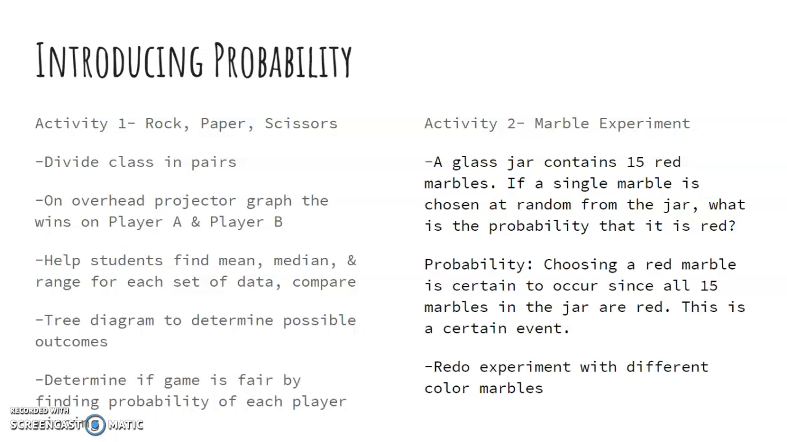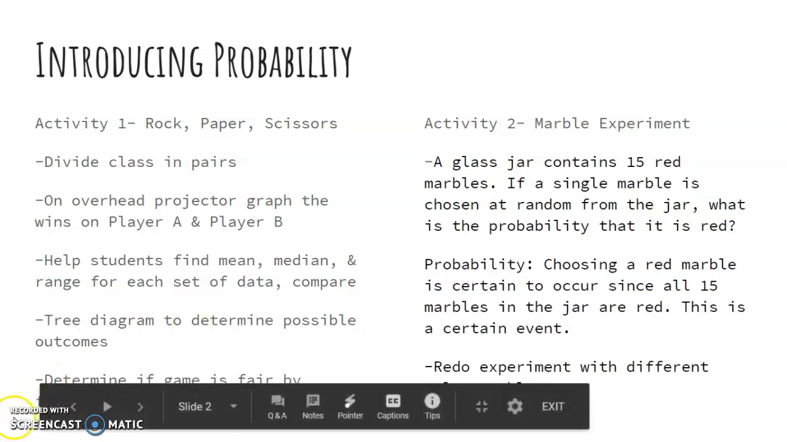Next, you will do a tree diagram to determine the possible outcomes. And finally, as a class, you'll determine if the game was fair by finding the probability of each player winning.